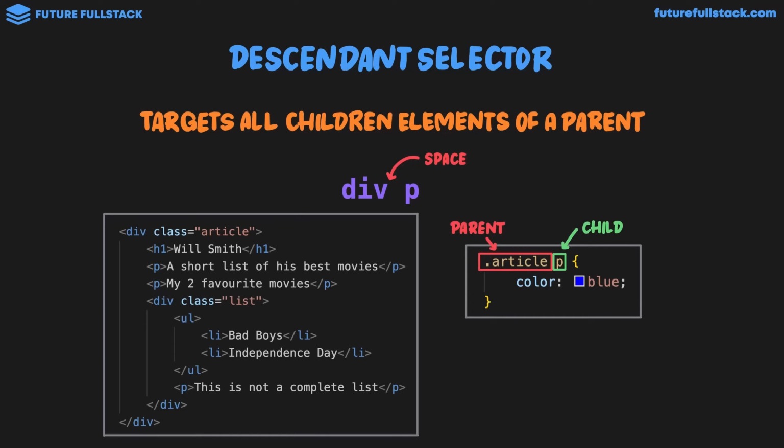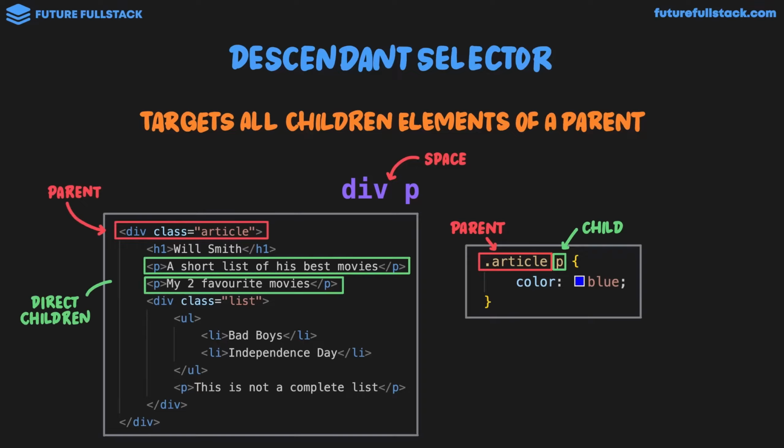So inside our HTML, the class article is on this div, which is the parent, and the paragraph here and here are what we call direct children. They're direct children of the parent. We also have a paragraph down the bottom here inside the nested div. This would be considered a grandchild. Now the descendant selector targets all children element of the parent. So all three paragraphs here would be blue.